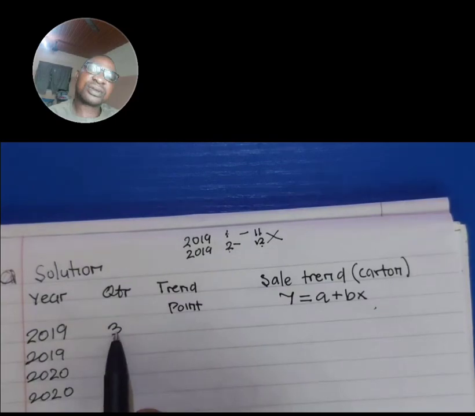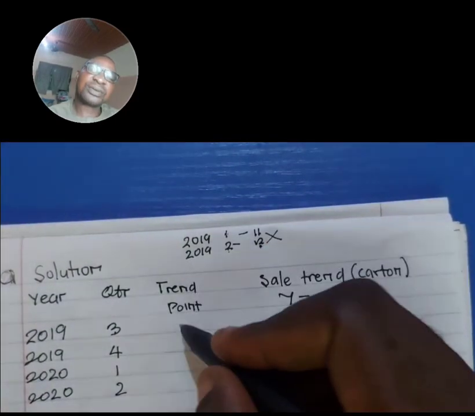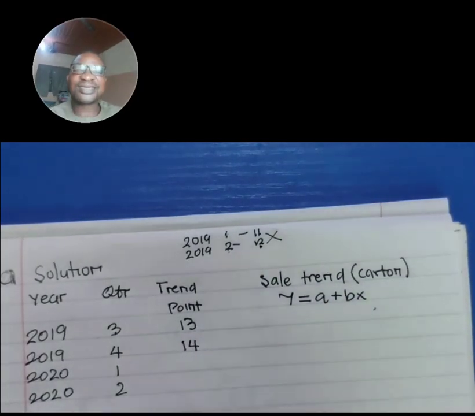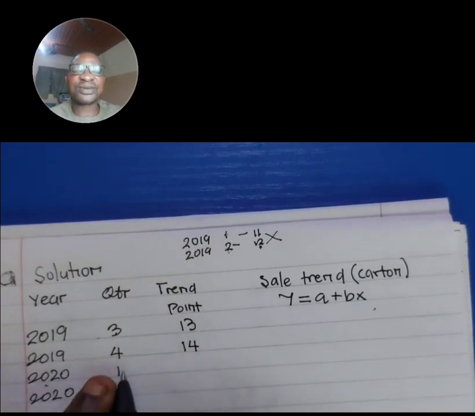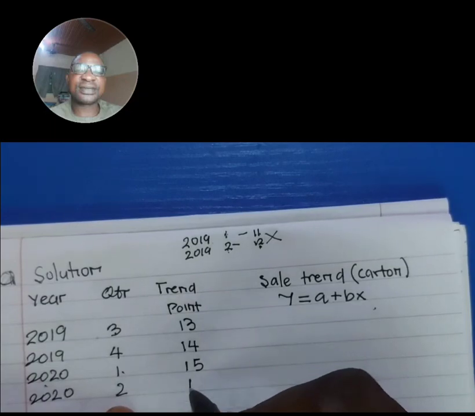What we are required is quarter 3. So what do you think will come after 12? Yes, 13. That's good. What do you have here? 14. So this is 2020 quarter one, and this one starts with 15. The trend point here is what?